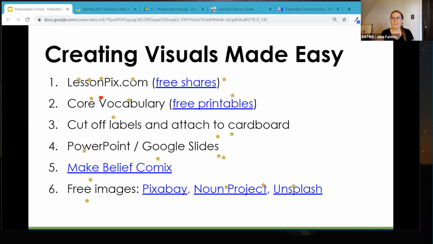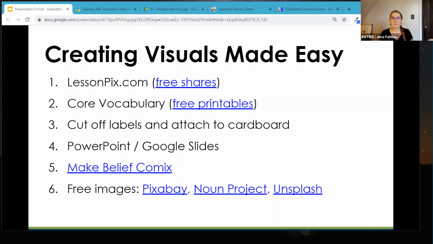Core vocabulary and free printables. So some of those core words that we were talking about earlier, and those printables that we shared. Here's a sample of one of those core words that I just stuck in a pocket protector. So lots of free printables for that quick access around the classroom, on the fly, on the go. You can also cut off labels of food items or different materials and attach those to cardboard for quick, on-the-fly visuals, making choices.